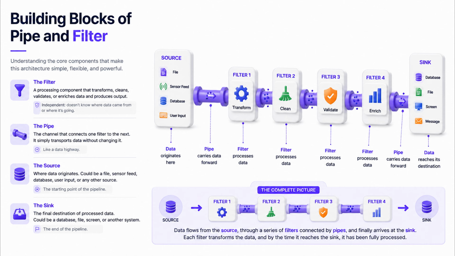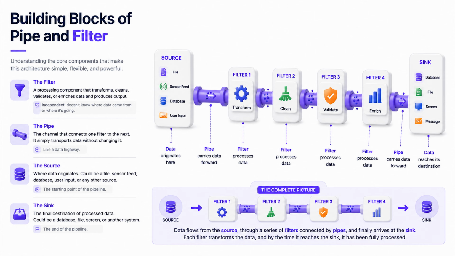The pipe. A pipe is the channel that connects one filter to the next. Think of it as a data highway. It takes the output from one filter and delivers it as the input to the next filter. The pipe does not modify the data in any way. It just transports it. The source. The source is where the data originates. It could be a file sitting on a disk, a live feed coming from a sensor, a database, or even keyboard input from a user. The source is the starting point of the entire pipeline.